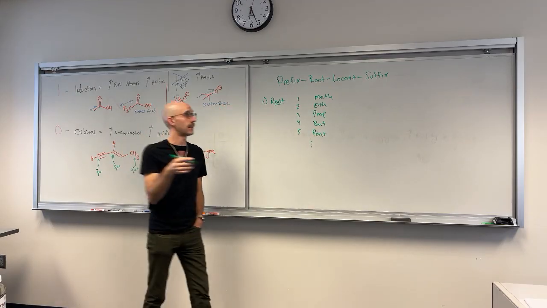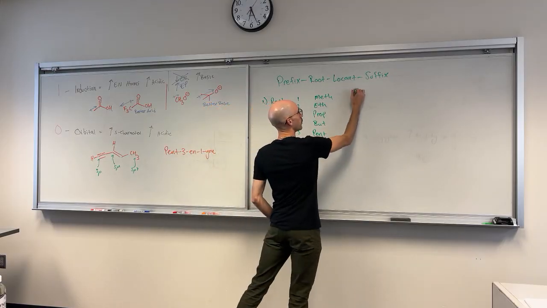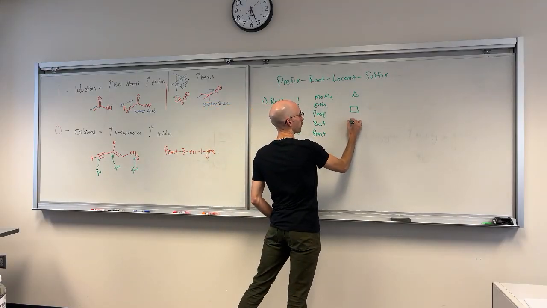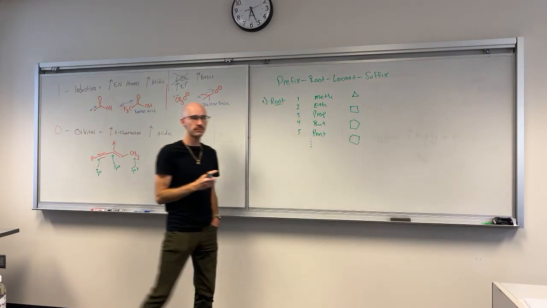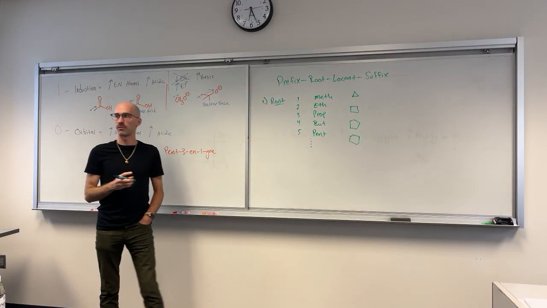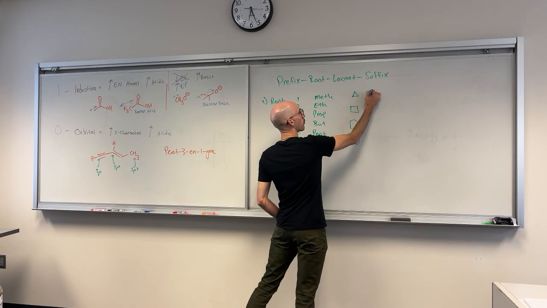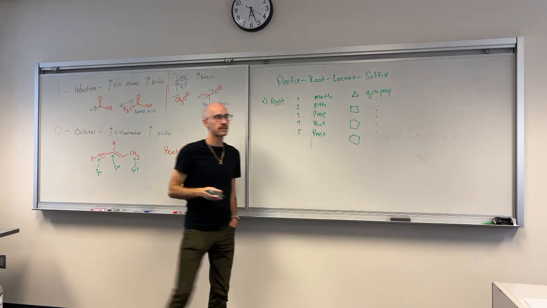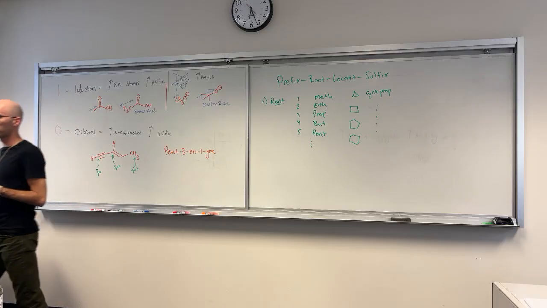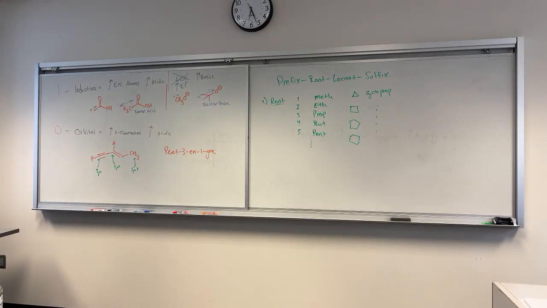And what if it's cyclic? What if you have a 3-membered ring, or a 4-membered ring, or a 5-membered ring, or a 6-membered ring? Add cyclo to the front. Cycloprop, cyclobut, cyclopent. I welcome you guys to fill those in if you want to, but I think you know it well enough.